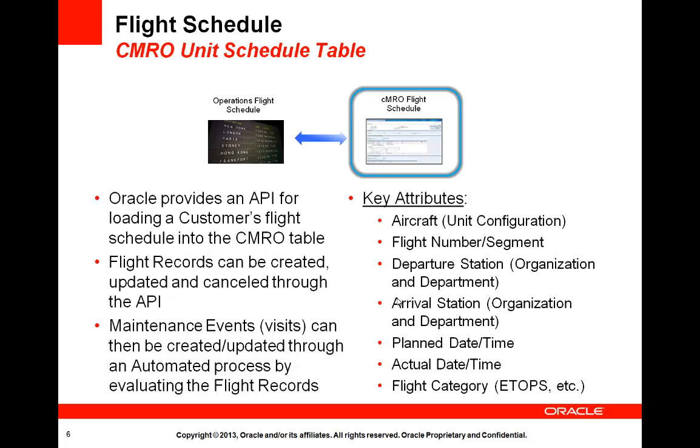Some key attributes in this table are the aircraft, also known as the unit configuration, flight number and segment pair, departure station, which is an organization and department setup, arrival station, planned date and time, actual date and time, which will be added after an event has actually occurred, and a flight category, which is an optional setup which allows individual flights to be designated as ETOPS or other attributes.